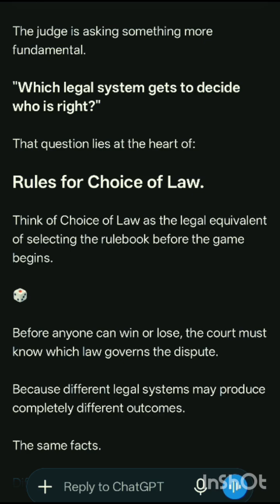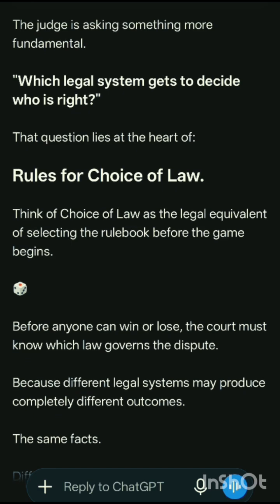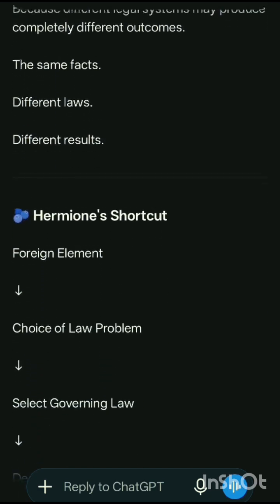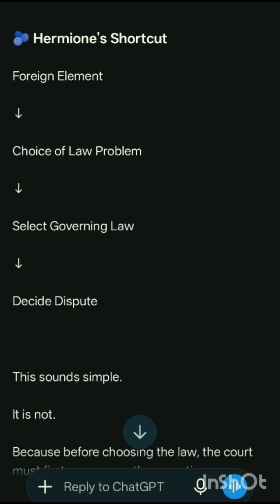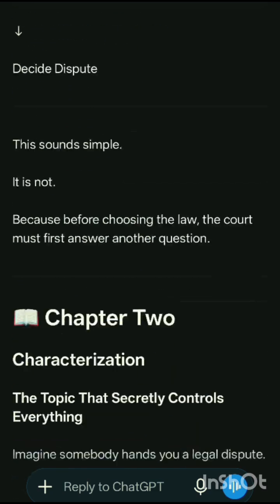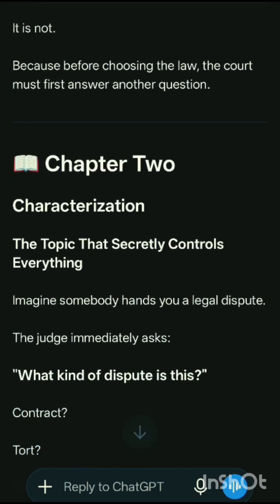Think of choice of law as the legal equivalent of selecting the rule book before the game begins. Before anyone can win or lose, the court must know which law governs the dispute, because different legal systems may produce completely different outcomes. The same facts, different laws, different results. Hermione's shortcut: foreign element, choice of law problem. Select governing law. Decide dispute. This sounds simple. It is not, because before choosing the law, the court must first answer another question.